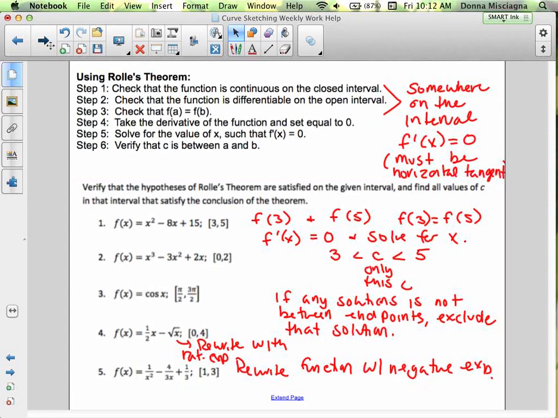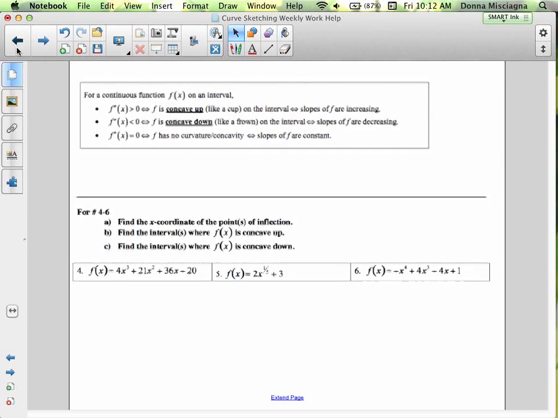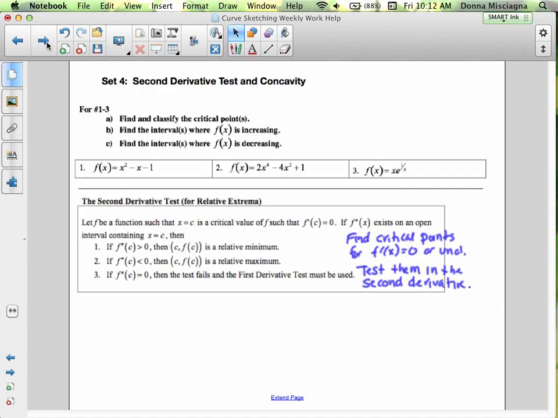All right. Second to last group, but they're kind of similar. Not that far back. This one is second derivative test and concavity.